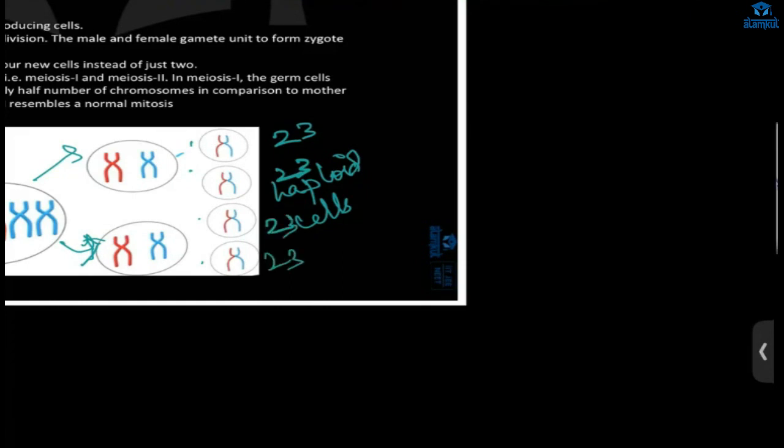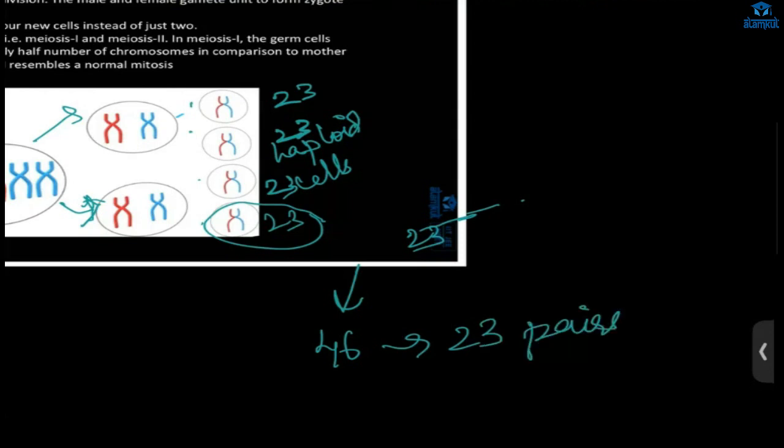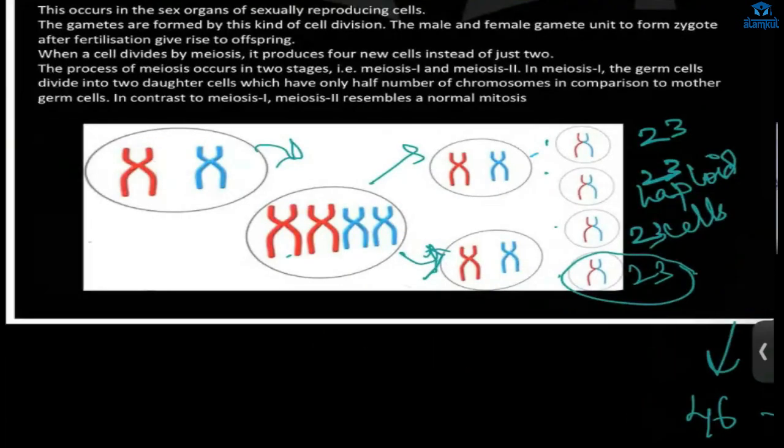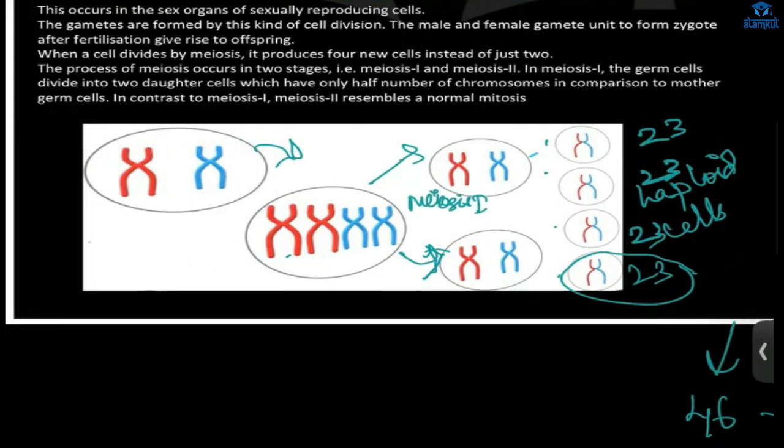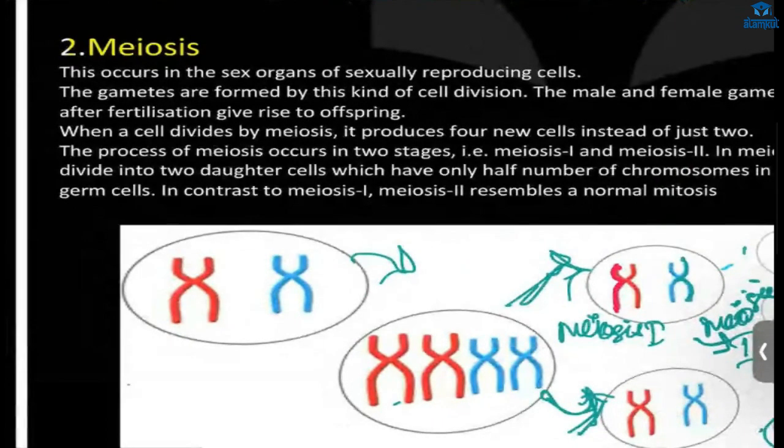In humans, that is 23. So here, 23 from the mother and 23 from the father. So what will be formed? 46, or 23 pairs, in an individual. Meiosis will occur in two stages: meiosis one, then meiosis two. In haploid condition, it will have half the chromosomes. Understood?